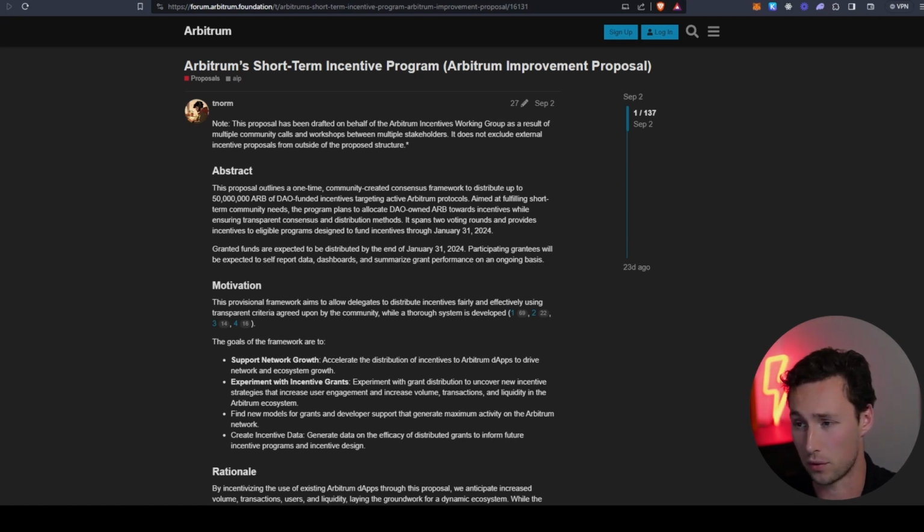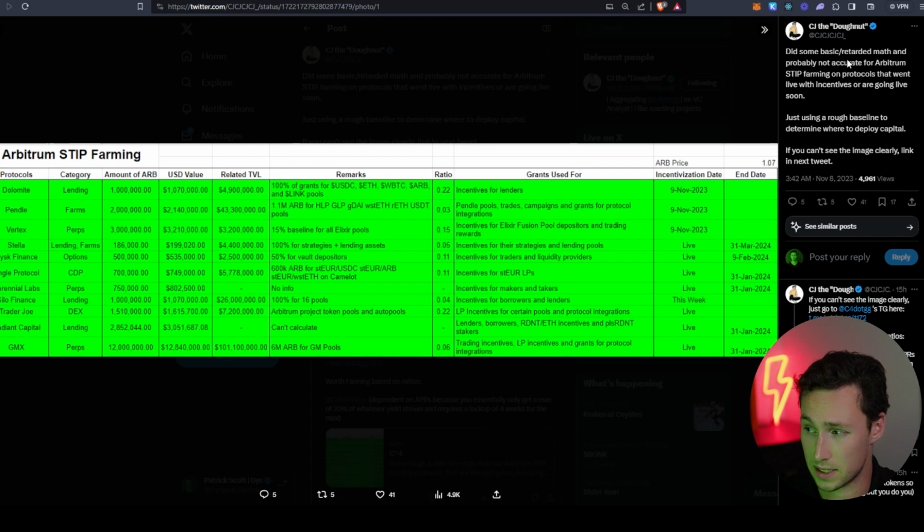Just to look at a few of the protocols that are currently being incentivized, this analyst, CJ the Donut, put together this list here. We can see, for example, protocols like Dolomite, Pendle, Vertex, Stella, Risk Finance, Angle Protocol, Perennial Labs, Silo Finance, Trader Joe, Radiant Capital, and GMX are all offering incentives. Different protocols are passing on the incentives in different ways. For example, Radiant Capital is providing incentives to lenders, borrowers, the RDNT ETH pool, as well as PLS RDNT stakers, and GMX is using it for trading incentives, LP incentives, and also grants for protocol integrations.